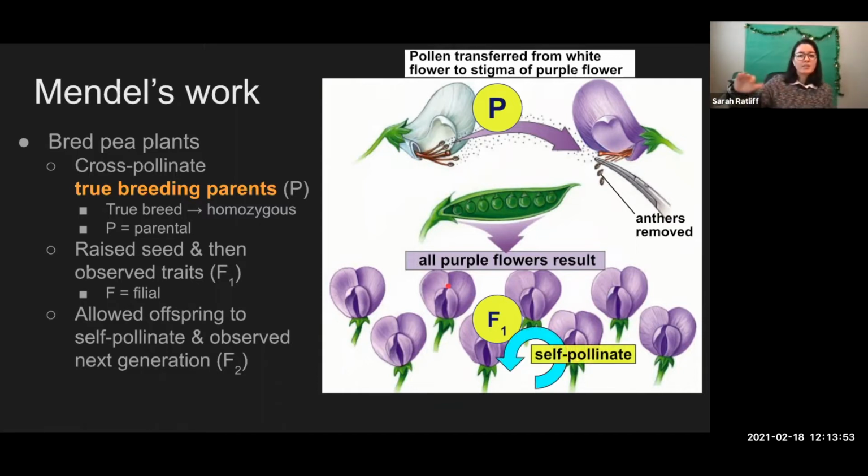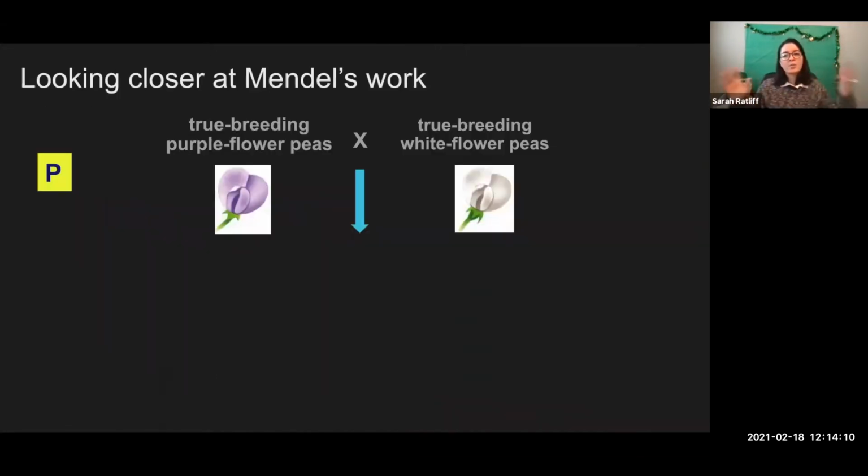After he made his F1 generation, he observed some phenomena and decided, hey, what would happen if I took this new F1 generation and pollinated it together to create the next F2 generation? So here's another way of organizing this information. Same stuff, repetition, repetition, repetition.